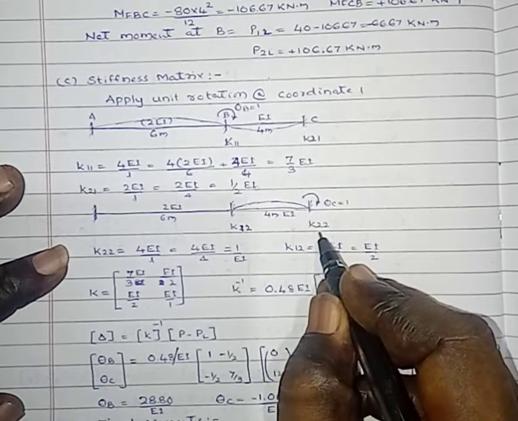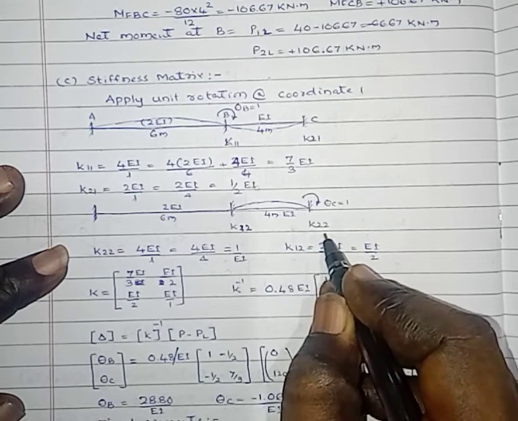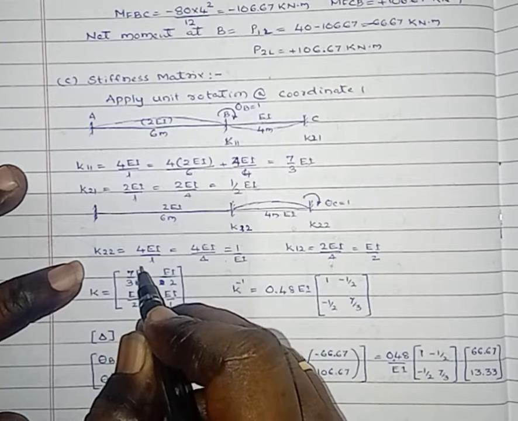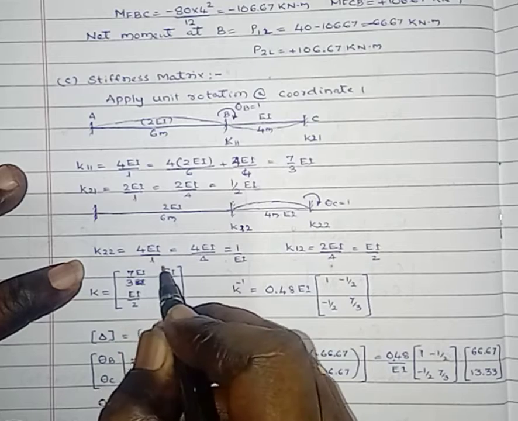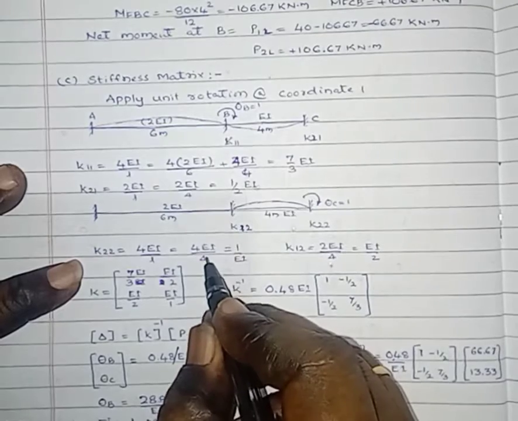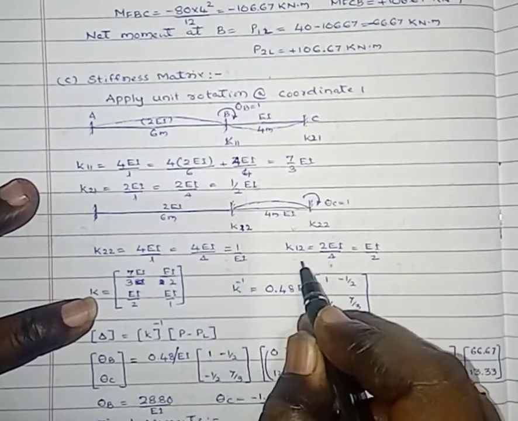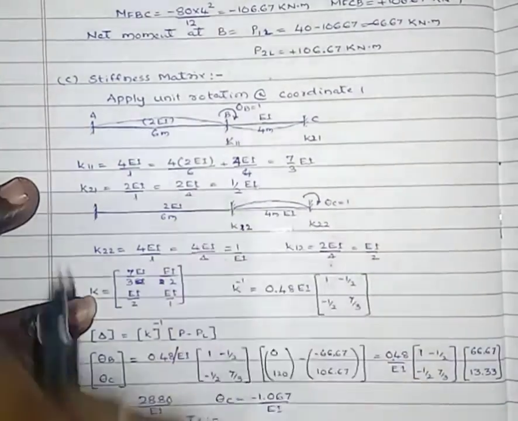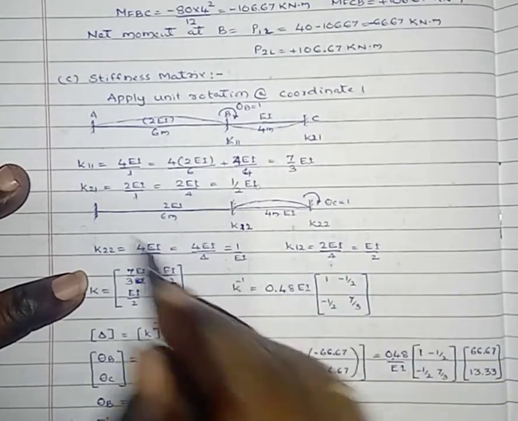Then this becomes the stiffness value at 2 due to the unit rotation applied at 2, that is K22. K22 becomes, that is near end for theta, 4EI by L. Here EI is the flexural rigidity, L is the length, that is 4 meter, that is EI. Then K12, this becomes the far end, 2EI by L, that is L is 4, hence EI by 2, that is K12 and K21.